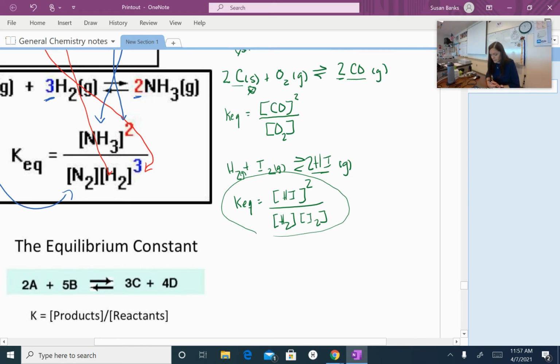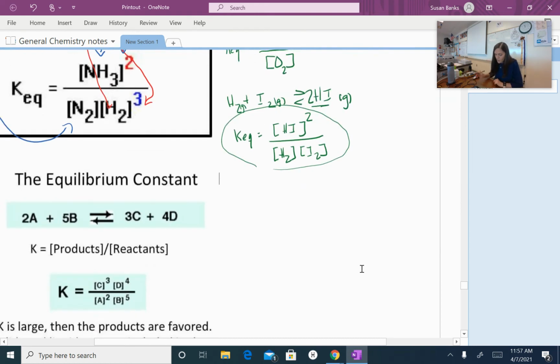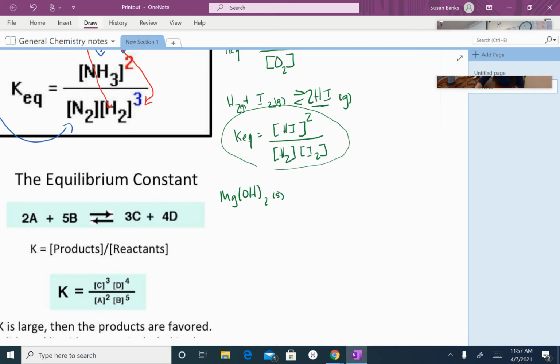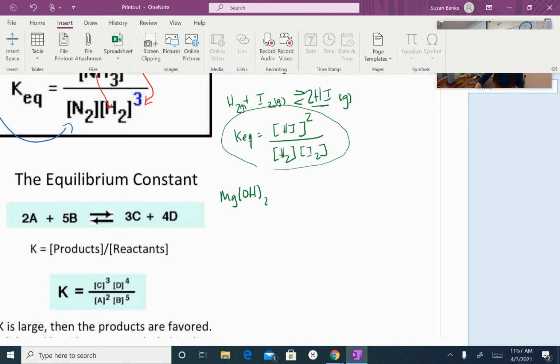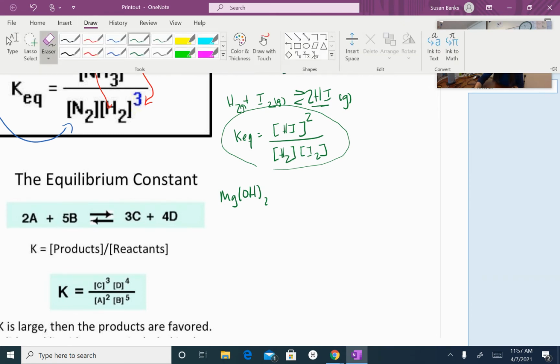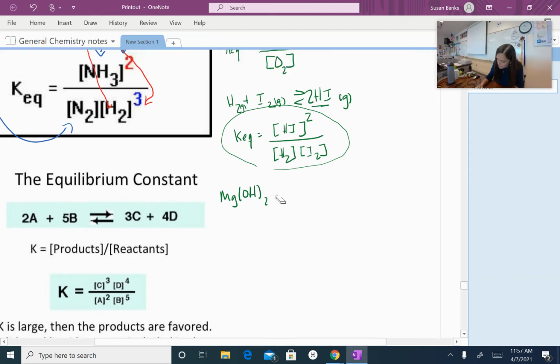Okay? All right, one more. Let's look at this one. Let's do magnesium hydroxide in this solid state. Actually, no, I don't want it in the solid state. Let's erase that. Let's put that in the aqueous state.